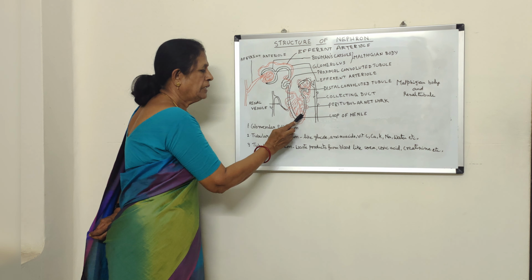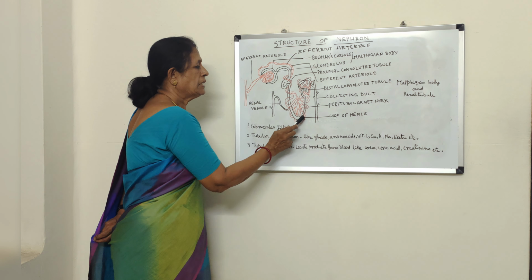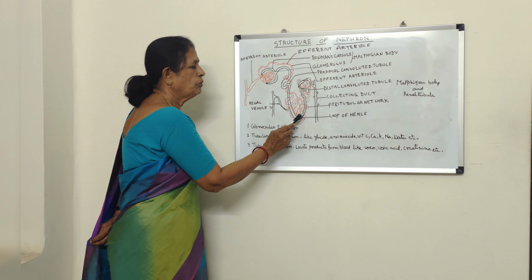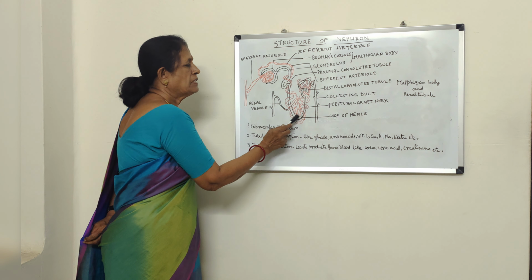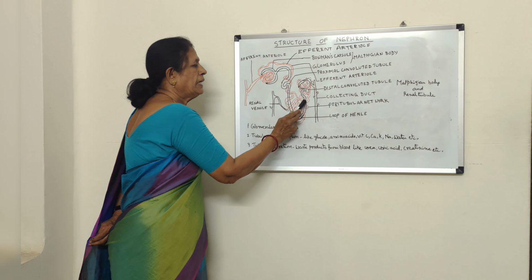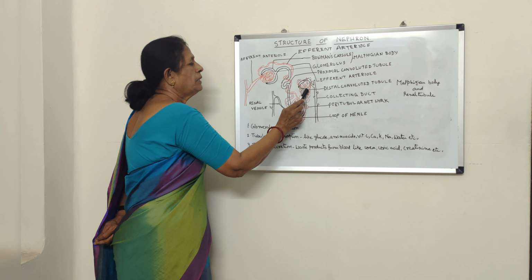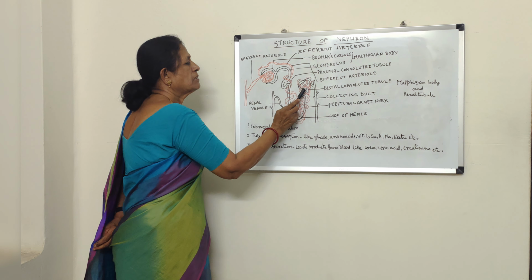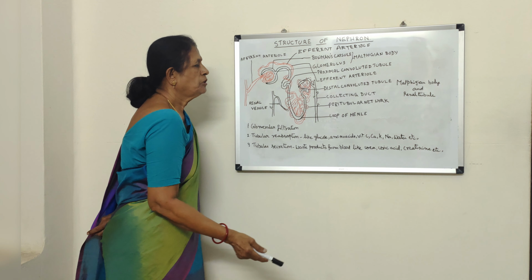And then here in the U-shaped structure, Henle's loop, ionic balance will be maintained, and again the waste materials pass through the distal convoluted tubule.